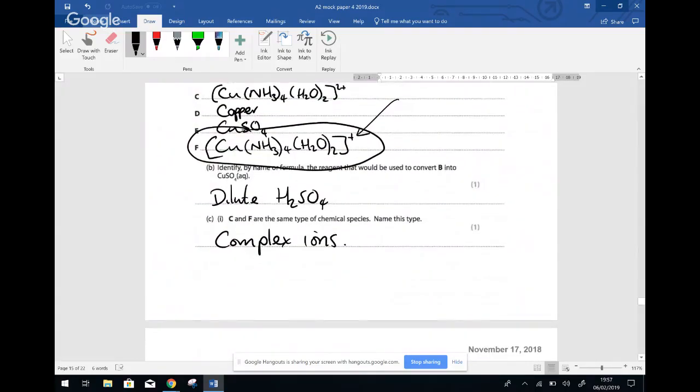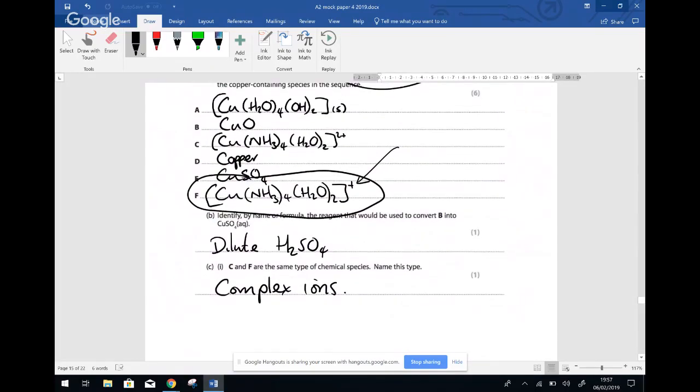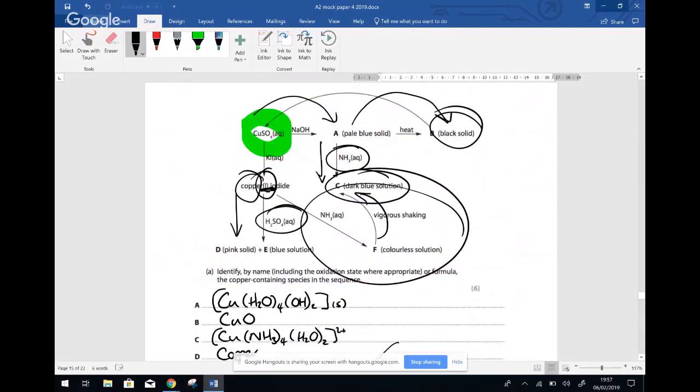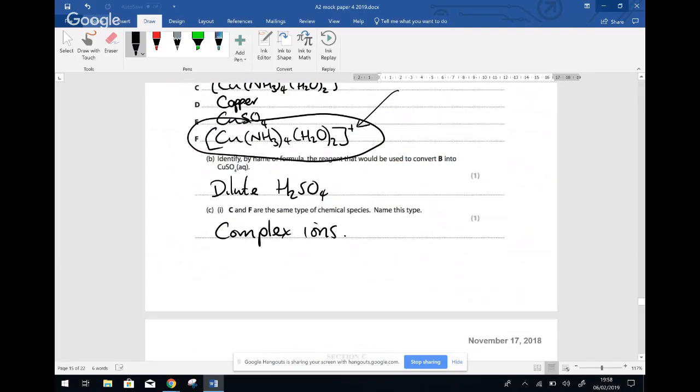Next, identify the reagent or formula used to convert B into copper sulfate. Well, you're going to add sulfuric acid again. Just add dilute sulfuric acid. You have to heat that, by the way. You can't just add it. It doesn't do it. It will actually go blue a little bit, but you need to heat that.